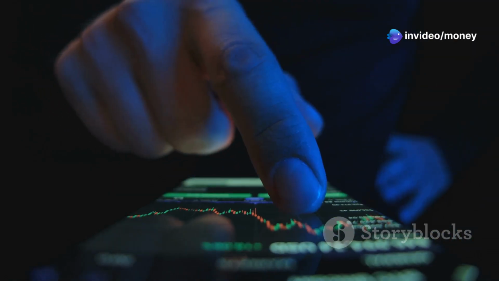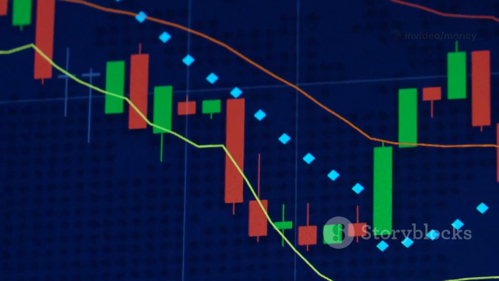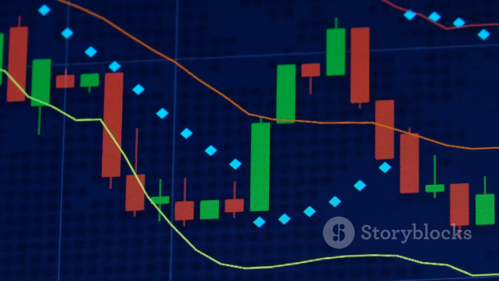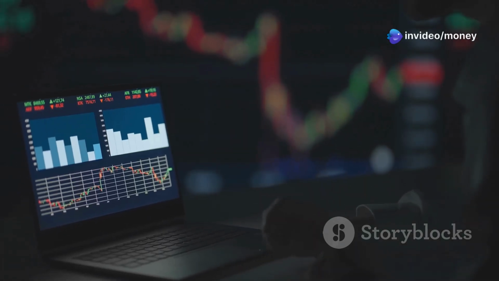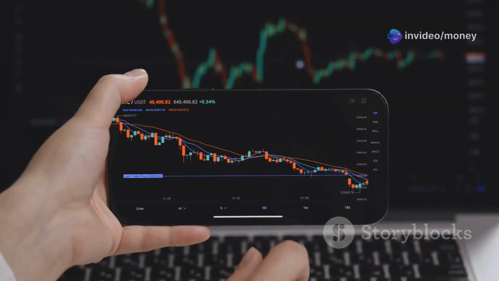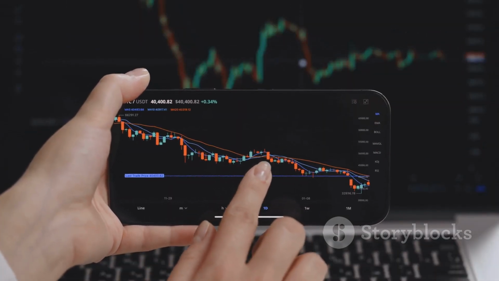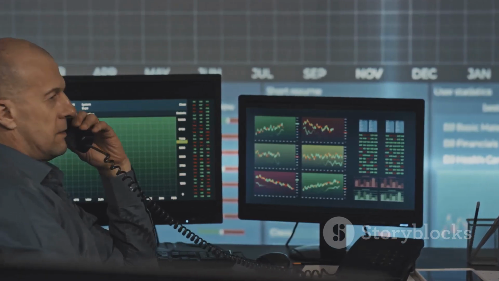The third powerful strategy is the ROC divergence strategy. Divergence occurs when the price of an asset is moving in one direction, but the ROC indicator is moving in the opposite direction. This discrepancy can be a very strong signal that the current price trend is losing momentum and might be about to reverse. There are 2 types of divergence, bullish and bearish. This is a more advanced technique but can be incredibly insightful.